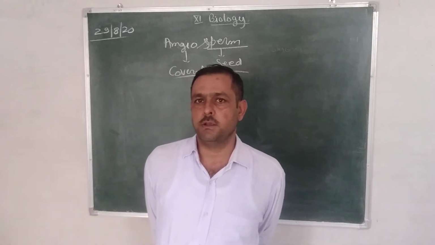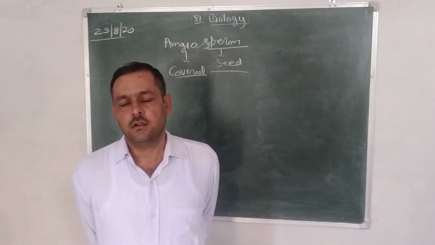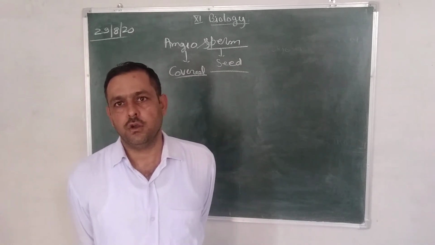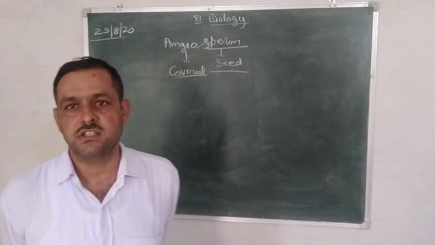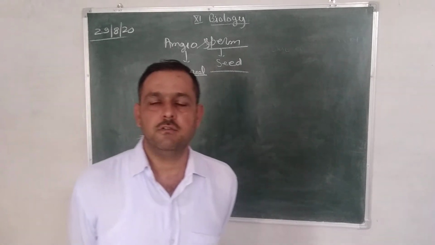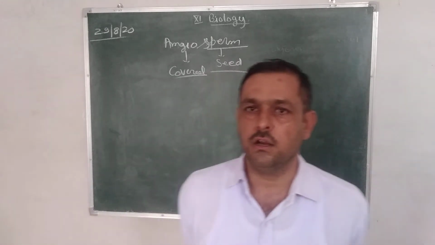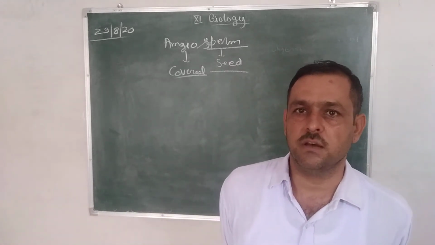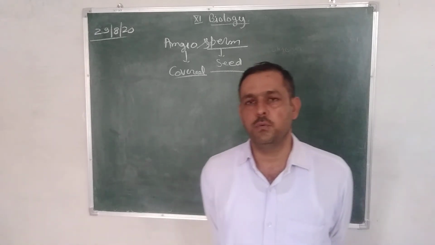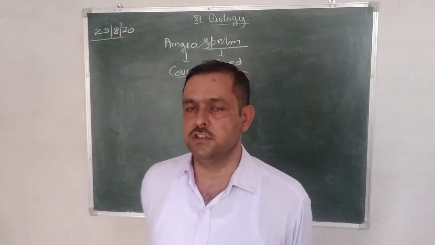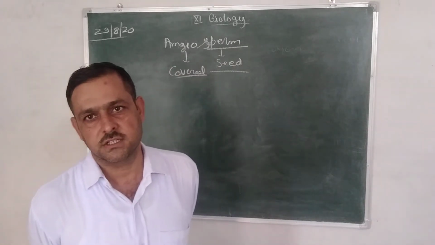And angiospermic plants are found in all types of habitat, meaning aquatic, terrestrial, marine, seawater or freshwater. In all habitats angiospermic plants are found. The smallest angiospermic plant is Wolffia, and the biggest angiospermic plant is Eucalyptus.